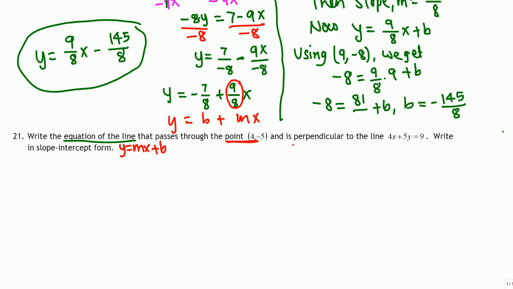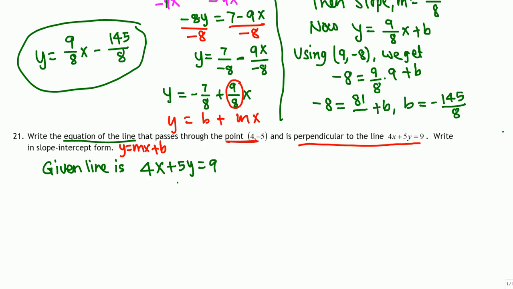Okay, and our line is perpendicular to the line 4x plus 5y equals 9. Perpendicular means the slope of the line to be determined will be the negative reciprocal of this line's slope. When two lines are perpendicular and we know the slope of one line, then the slope of the other line will be negative 1 over the slope of this. So in any case, we need to find the slope of the given line, which is 4x plus 5y equals 9.